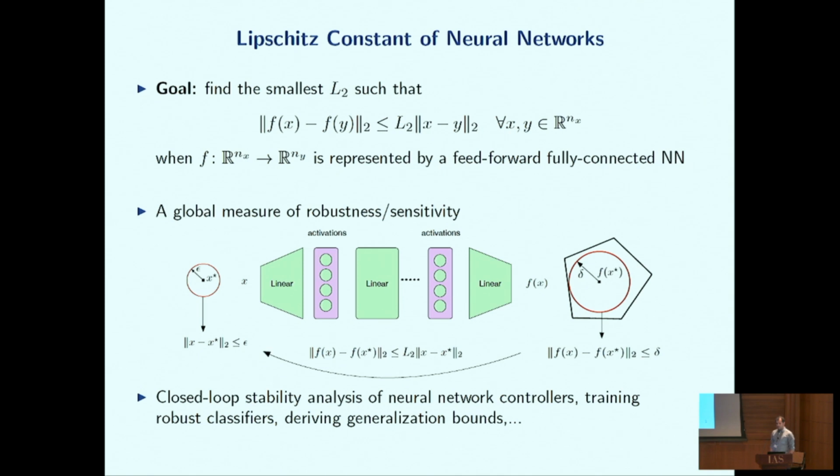There are other utilities to estimation of the Lipschitz constant, namely closed loop stability analysis of neural network controllers, training robust classifiers, deriving generalization bounds, and other applications. And our framework provides a useful and novel tool for all these applications.